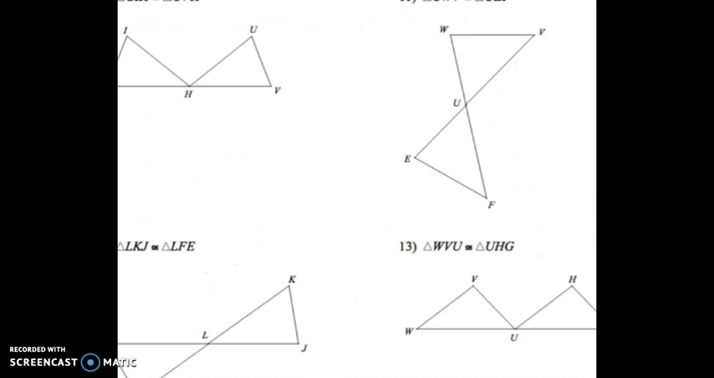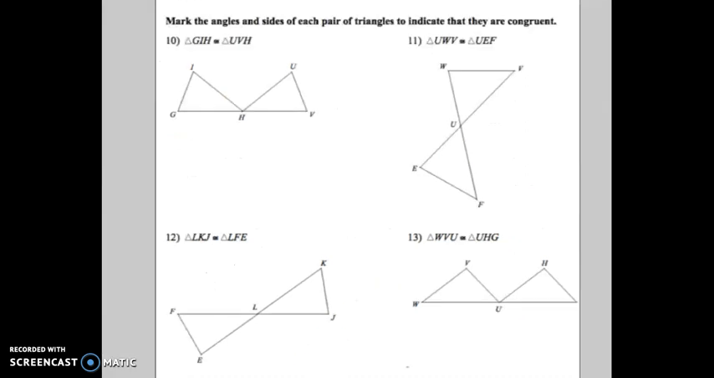Okay, the last thing you are going to do, you need to mark the angles and the sides of each pair of triangles to show that they are congruent. So I just need to make a bunch of marks. So first off, I'm going to make sure that G and U have the same marks. So mark 1 on G, mark 1 on U. Okay, I need to make sure I and V have the same marks. So I'm going to give them 2, and then give them 2, and then H and H will give them 3, 1, 2, 3.